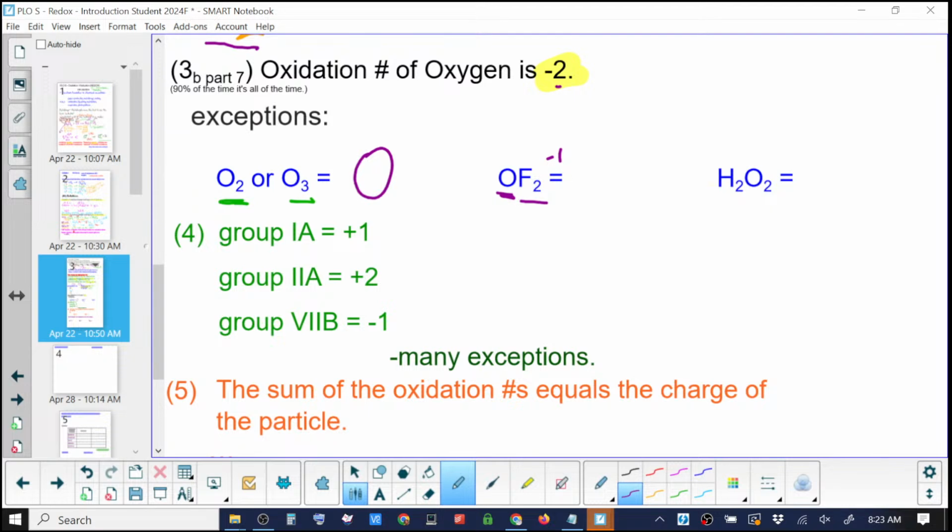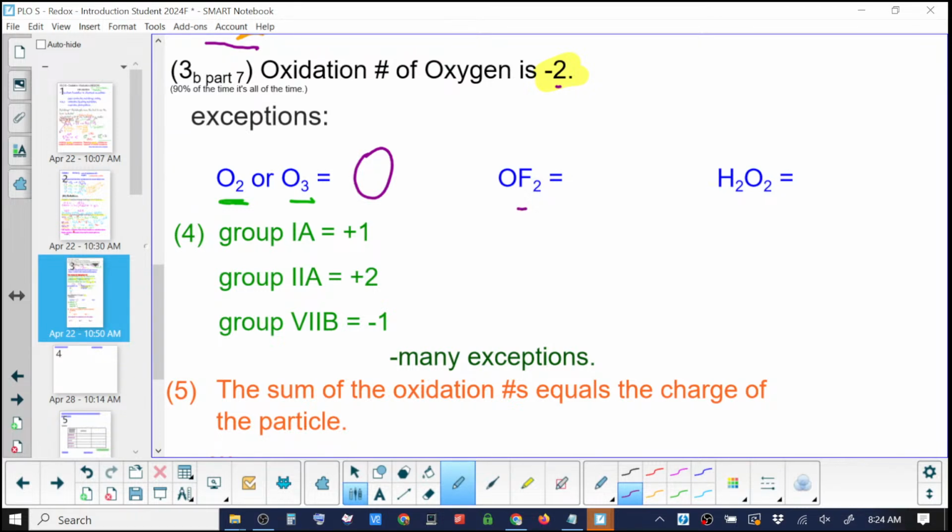I'm going to go through all the numbers. Zero. Minus 3, put up your hands. Minus 2, minus 1, 0, plus 1, plus 2, plus 3. Okay, I'm going to stop. What's the charge on fluorine?